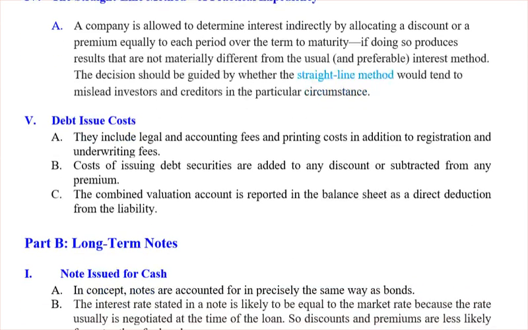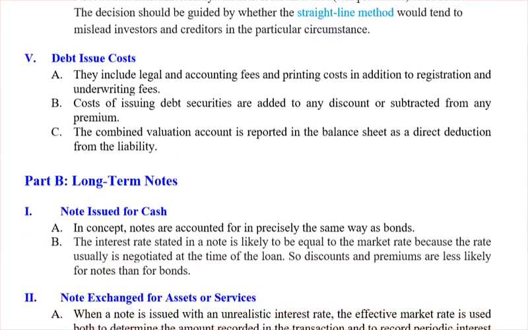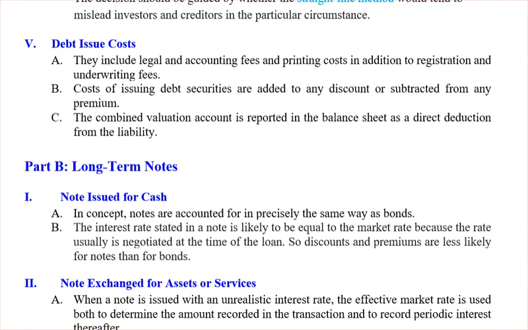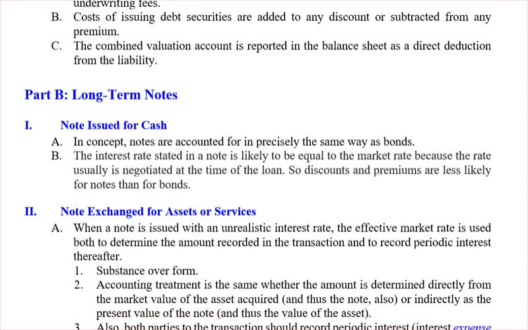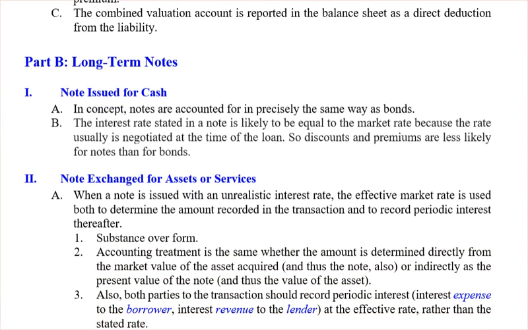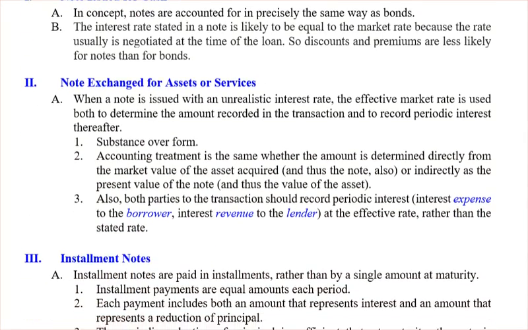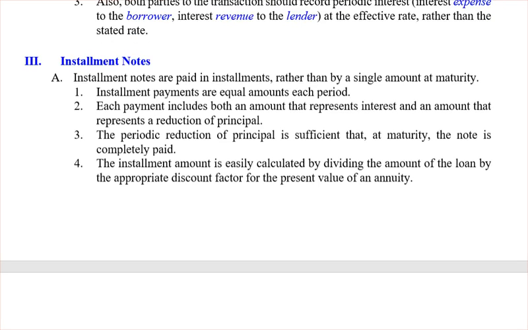Discussion here on long-term notes, notes issued for cash or notes issued for assets or services. If you have an unrealistic interest rate, you're going to find that the asset that you record on your book is going to have an adjustment to it, because a part of the total value that's going to be paid back at the end is going to be actually the financing, and a part of it will be paying for that asset. Installment notes is something we are going to cover again, so I encourage you to review this.